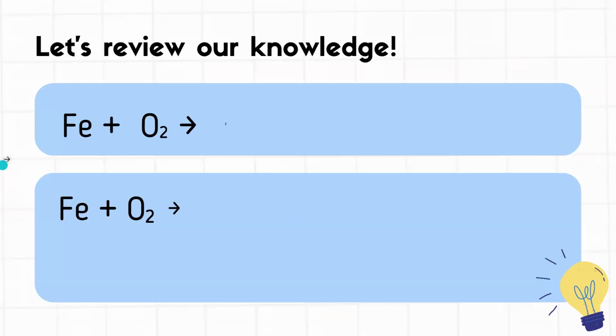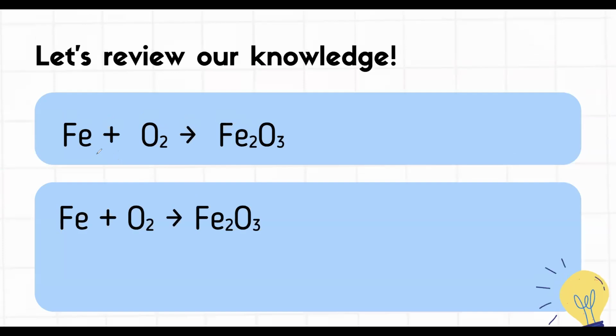Yes. Let's review our knowledge. Fe plus O2 gives you Fe₂O₃. That's not that much balanced. LHS and RHS have many differences in this equation. So, on the right hand side, there are 2 iron atoms, and on the left hand side, there's 1. We'll make it 2 on the left hand side also. And on the right hand side, there are 3 oxygen atoms, whereas on the left hand side, there are 2. Let's multiply them with each other.